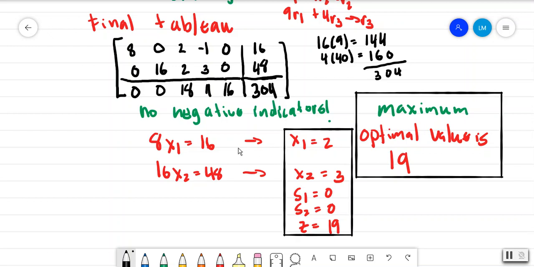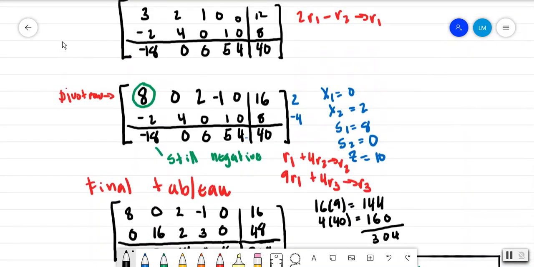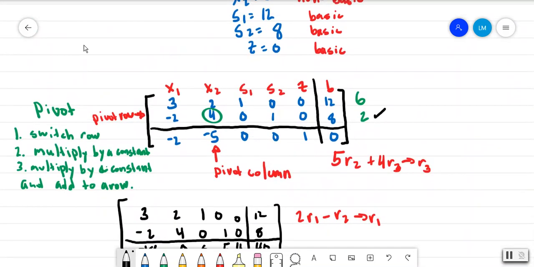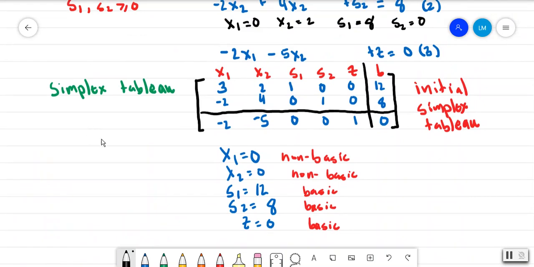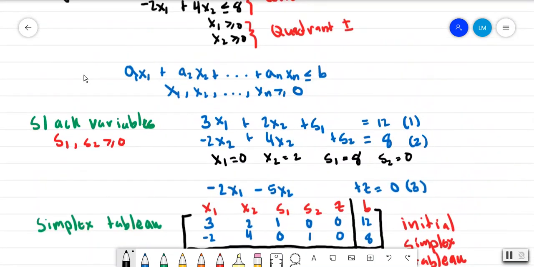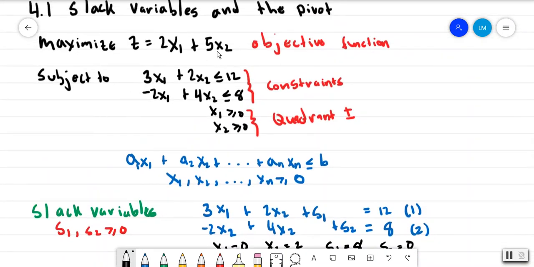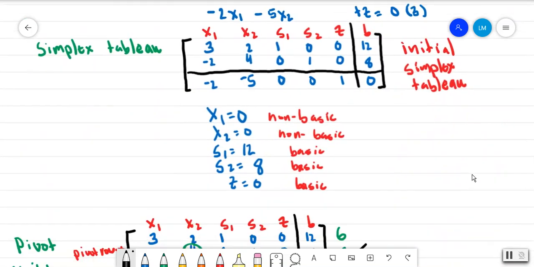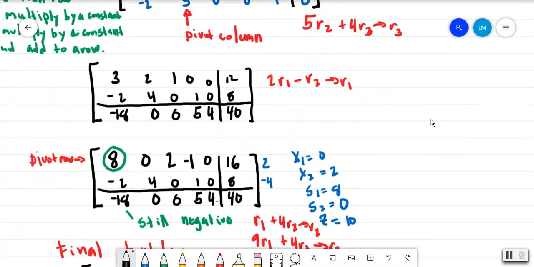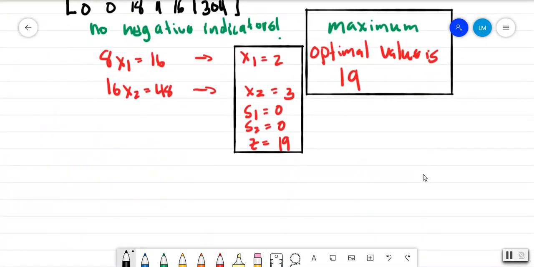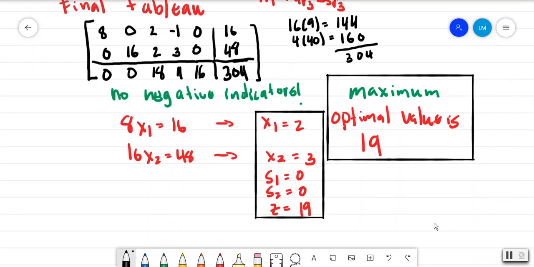Now, if you go back and look at the very beginning, you can actually just plug those values back in. So 2 times 2 is 4, plus 5 times 3 is 15, which is 19. So that gives you an optimal value of 19.